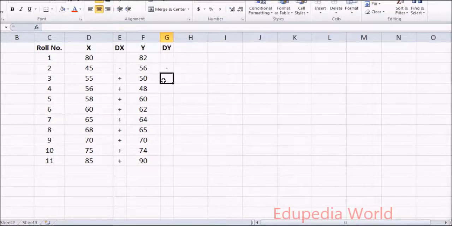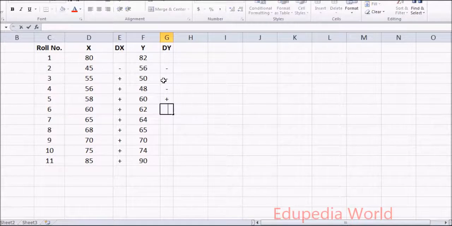Going further, we see that it's decreasing further from 56 to 50, so another negative sign here. Next, it's again decreasing, so we'll have another negative sign here, but now there is an increase, therefore we will mark it with a positive sign.